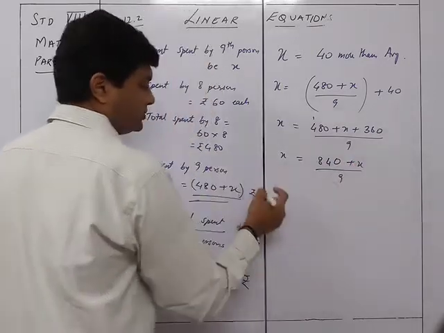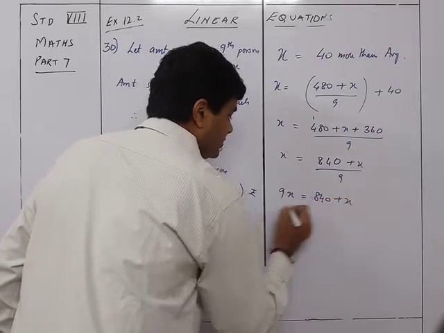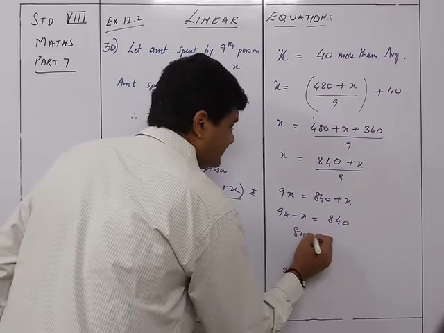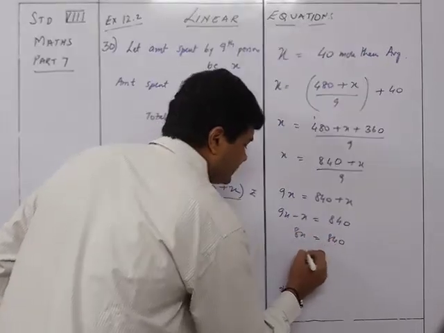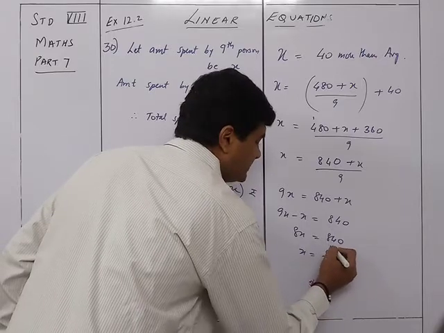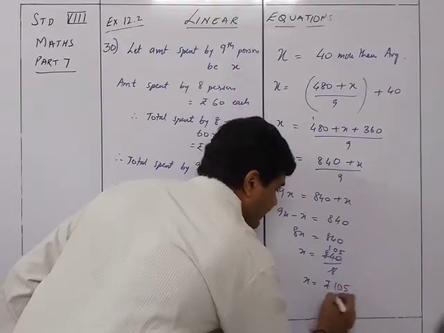So we'll take the 9 over here. So it will be 9x is equal to 840 plus x. So 9x minus x is equal to 840. So 8x is equal to 840. So x is equal to 840 upon 8. So that will give you 105. Therefore x is equal to rupees 105.